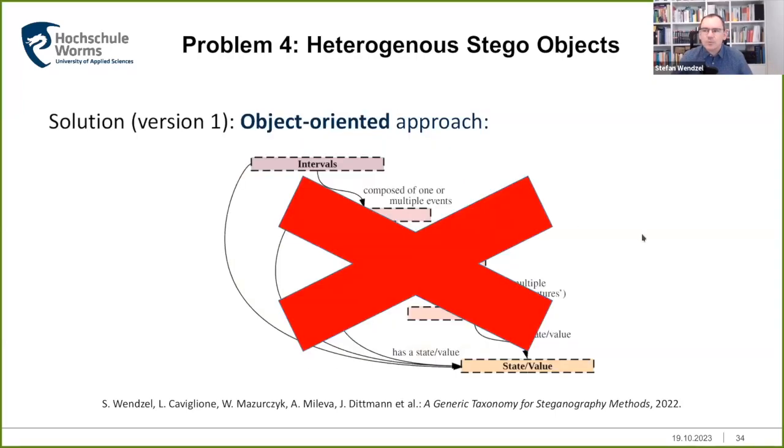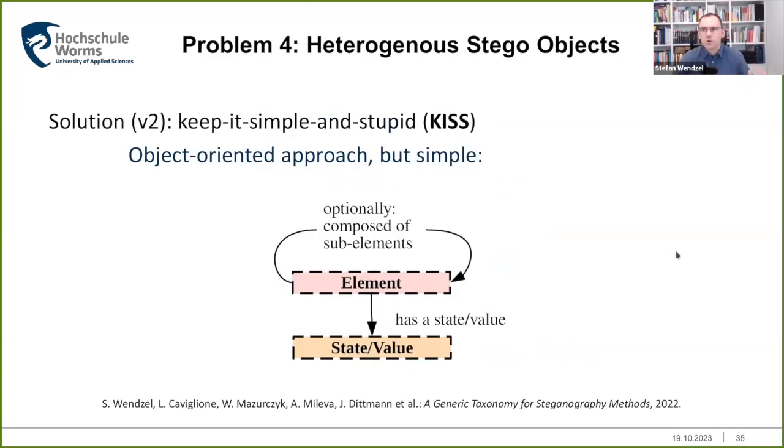Then we came up with some object-oriented approach that became too complicated and led into problems. So what we have now is a very simple, keep it simple and stupid approach. We have elements, and elements can have states or values, and they can have sub-elements. And then again, these can have states and values and sub-elements. That's a little bit abstract.